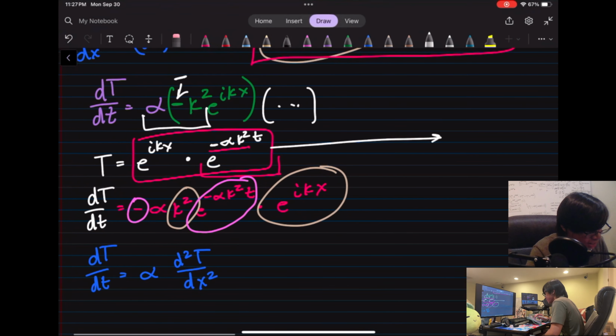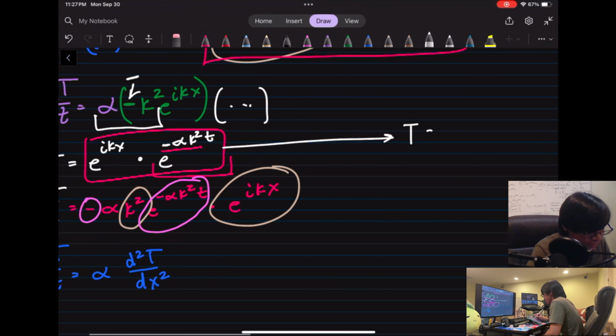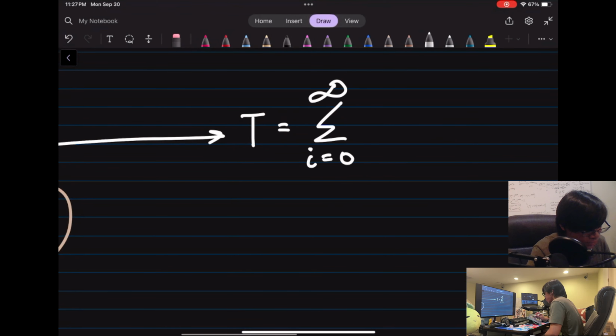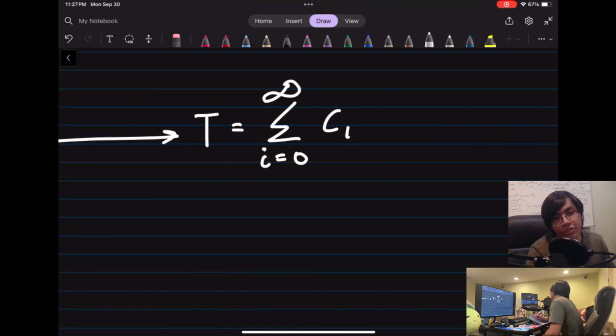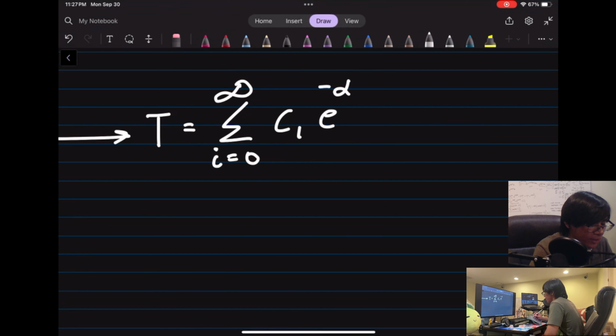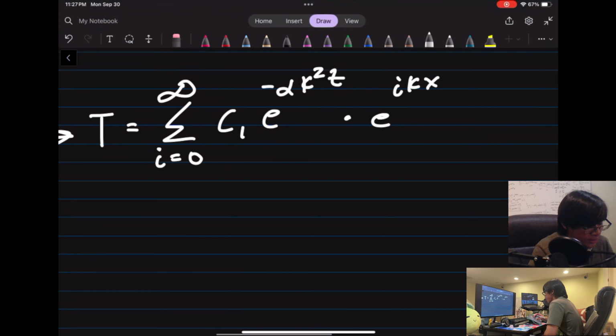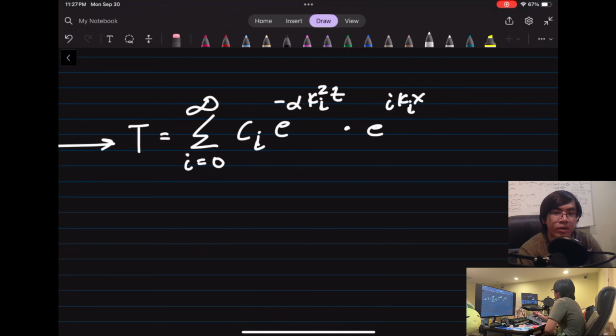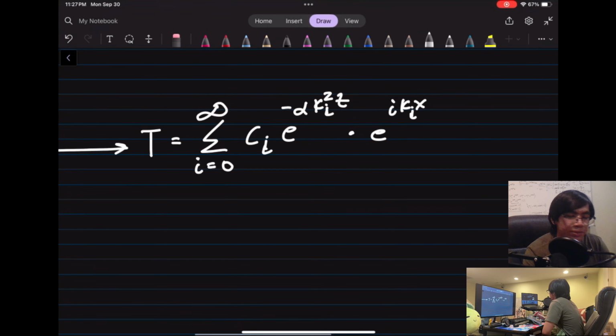So that expression is essentially saying that T is equal to an infinite summation, where i starts at 0 and can go on to infinity. We have a coefficient, any real number, literally infinite, and we have e to the negative alpha k squared t multiplied by e to the ikx. And you'll notice that for any value k and c, our coefficient, this will satisfy our temperature profile as a given solution.